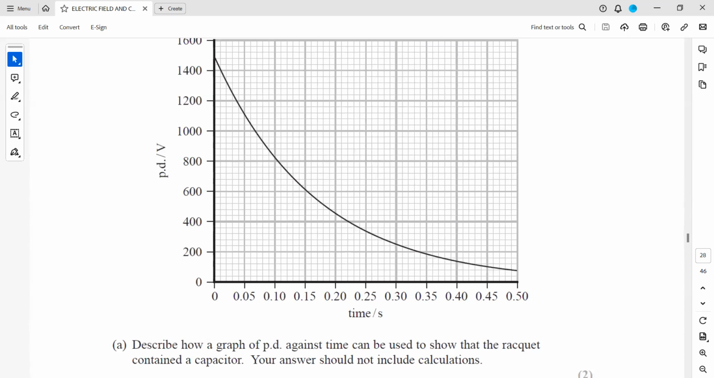That also is correct. So the simple idea: whenever you have an exponential change graph and you want to confirm whether this change is exponential, the simple way is just plot a graph of ln or log of that quantity with time. If it's a straight line with a negative gradient, it means it is exponential change.